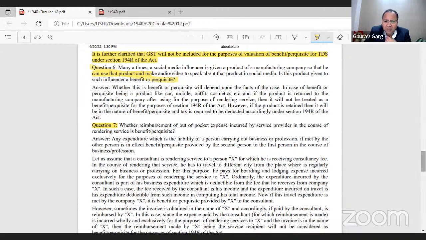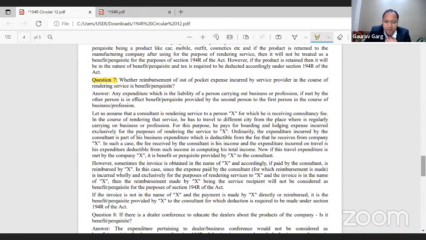I think we are mixing up the question. So let me complete question number 7 and question number 8. Then I would take other questions. So let's remain on the topic for a moment, and then we can have an open house question. So question number 7 is on reimbursement.